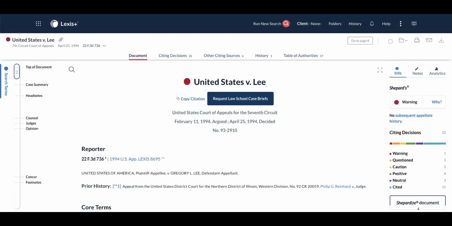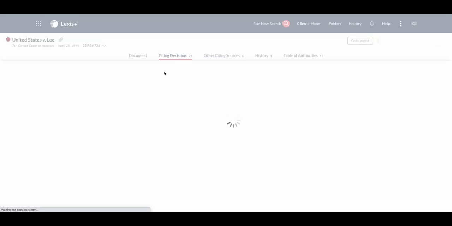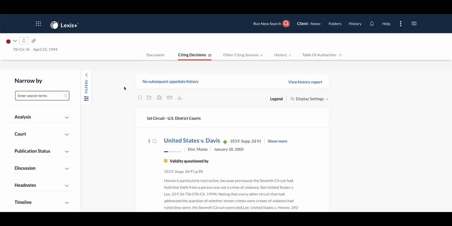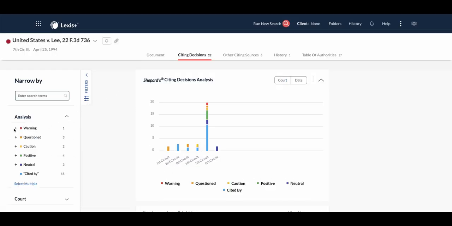But what about a case that might actually be no longer valid? Let's take a look at United States v. Lee. Oh no, it has a red stop sign. Abandon ship. Not quite. Let's go take a look at our analysis. I can head to citing decisions and look at the analysis filter. I see that one case has overruled Lee in part.